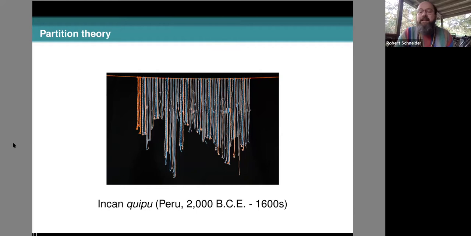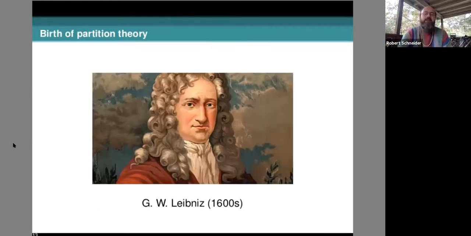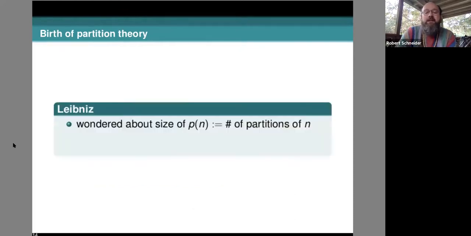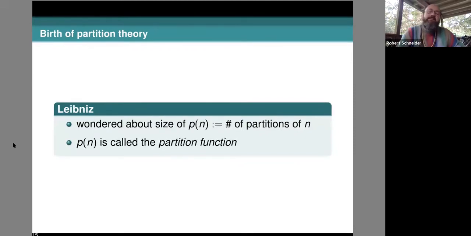These are partitions. That is an image of a partition just as much as a multi-set of numbers is. In contemporary times, comparatively, Leibniz appears to have been the first person to ask questions about partitions. He wondered how large the number of partitions P of n is for a given integer n. P of n is called the partition function, of course. We all know it and love it. And if you don't, then please, I invite you to do so.